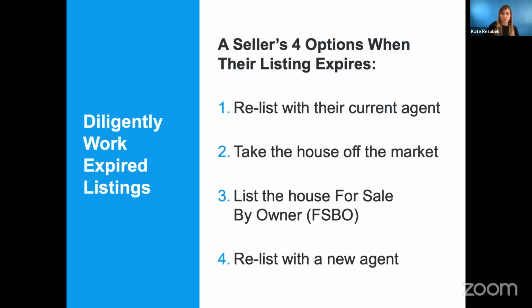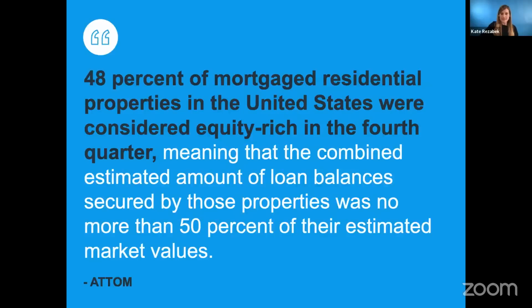I want to start with this quote right here because it's so powerful. This is from ATTOM Data, and it says 48% of mortgaged residential properties in the United States were considered equity rich in the fourth quarter. So most recent data, meaning that the combined estimated amount of loan balances secured by those properties was no more than 50% of their estimated market values. So nearly 50% of mortgaged properties have more than 50% equity. That's huge. Homeowners today are in many cases sitting on more equity than they realize.